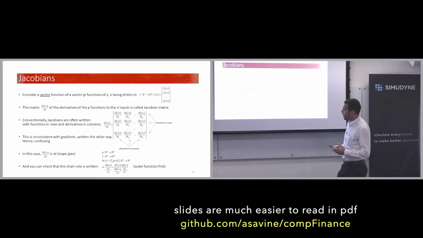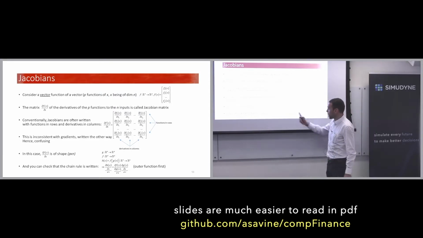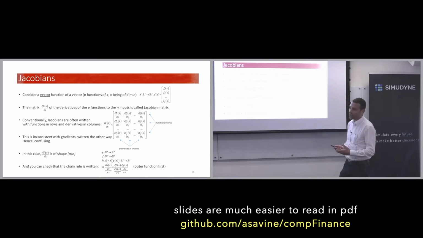So this is inconsistent with gradients. If I have a Jacobian of a function with output dimension 1, its Jacobian will be a row vector, whereas the gradient will be a column vector. So the Jacobian in this case will not be the gradient, but the gradient transposed. And this is a bit confusing when we're doing the calculations. I don't like to have a notation for Jacobians which is inconsistent with gradients.